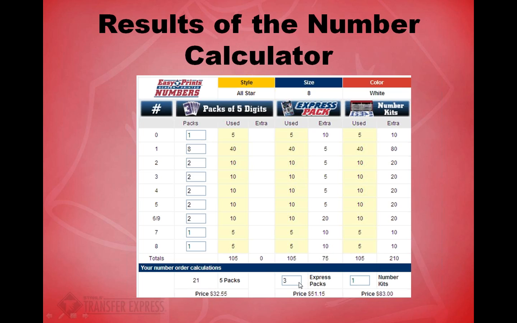If they were to do express packs, they would need 3 total express packs costing them $51.15, or 1 number kit costing them $83. Again, the purpose of this is to show you a breakdown of what's most useful. What do you need to accomplish what you have just typed into the number calculator?